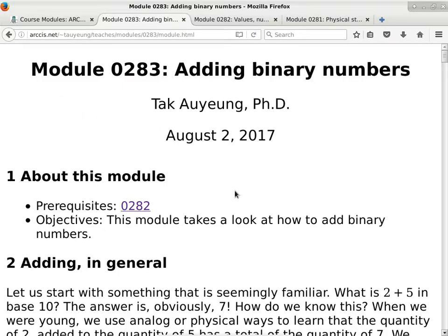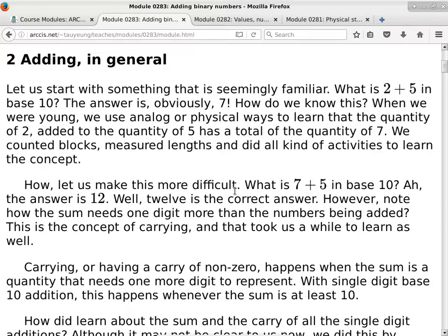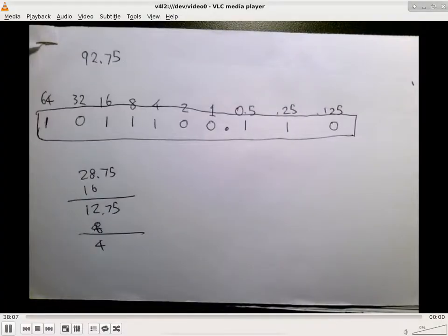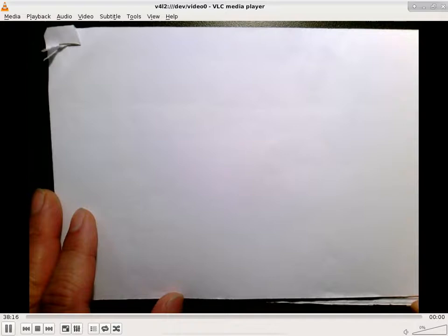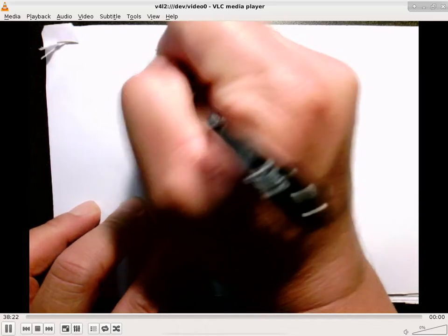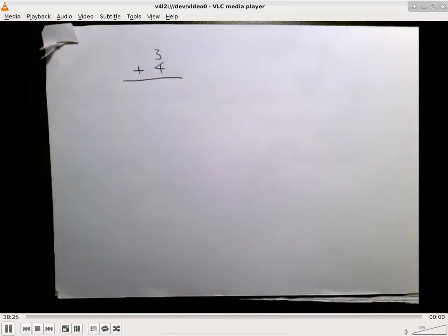We'll go ahead and start with adding binary numbers, and we'll start with general adding in base 10. Instead of reading my notes, which is really boring, even to me, since I wrote this stuff and have seen it already, I'm going to switch to the document camera. We'll start with some really boring examples for addition. I'm going to ask you some really simple questions, like what is 3 plus 4 in base 10? Unless I tell you it is of a different base, the default is base 10. What is 3 plus 4?